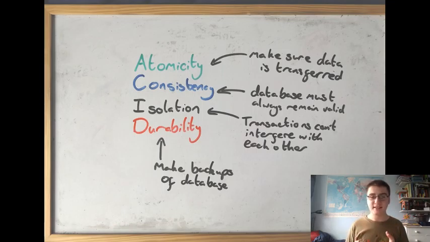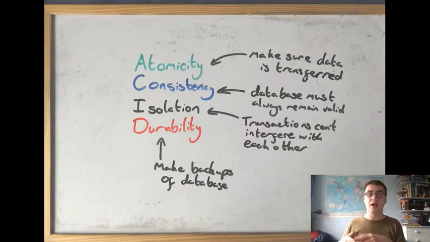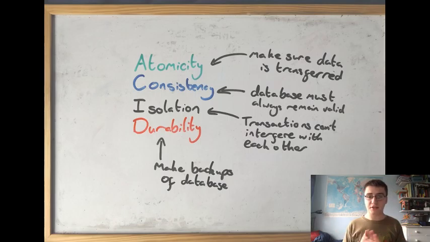Then you have consistency, which means that both before and after the transaction, the database must obey the validity rules that were set out when it was created. Then you have isolation, which means that if two transactions are occurring at the same time, they cannot interfere with each other. They must be completely separate, not mucking each other about or anything.